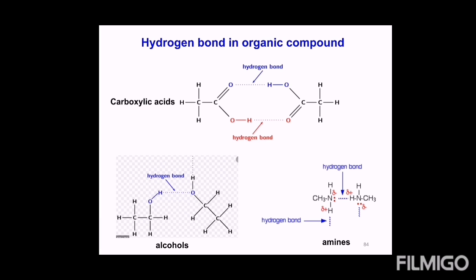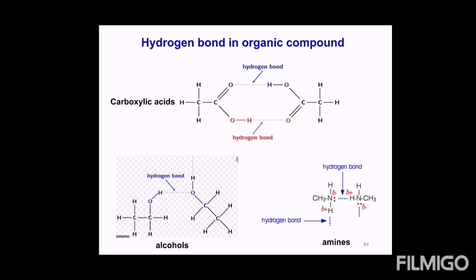Now hydrogen bond in organic compounds. Carboxylic acid is a class of compound. Carboxylic acid towards other carboxylic acid, there is hydrogen bond between them. The functional group is carboxyl. And then alcohol is another class of compound, and the functional group is hydroxyl. So alcohol towards other alcohol also has hydrogen bond.